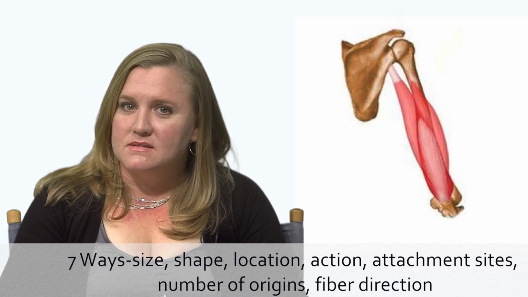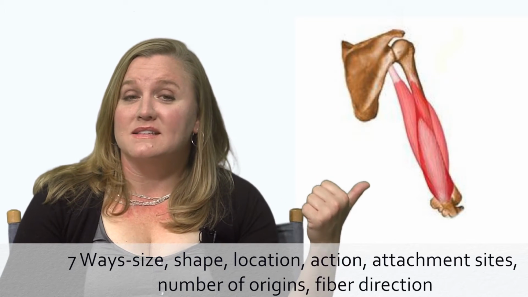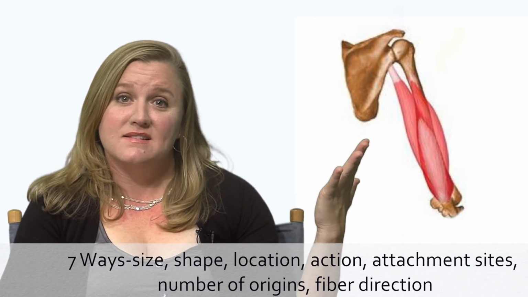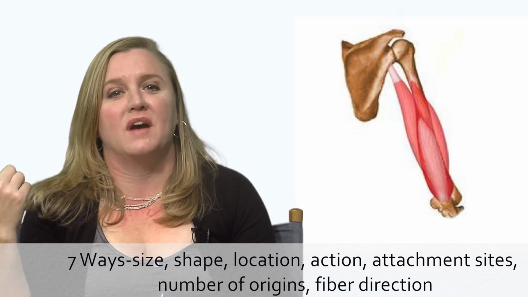186, or human movement. The muscles in your body may seem completely randomly named in Latin, but they're actually much simpler than you may think they are. There are 7 ways to name a muscle: by size, shape, location, action, attachment sites, number of origins, and fiber directions. For example, let's take one of your upper back muscles, your trapezius muscle.